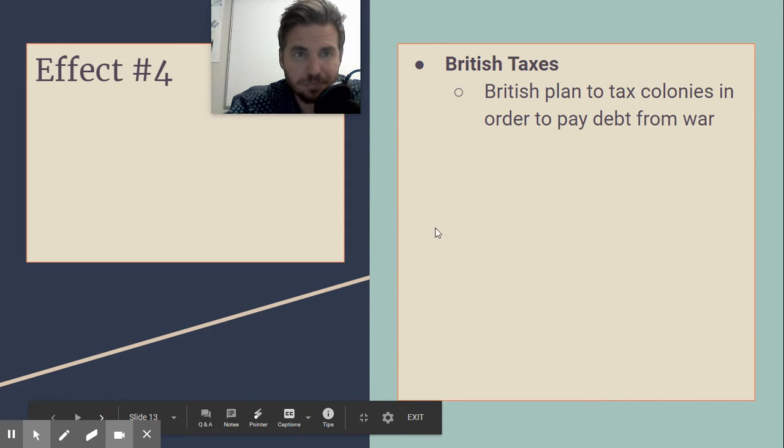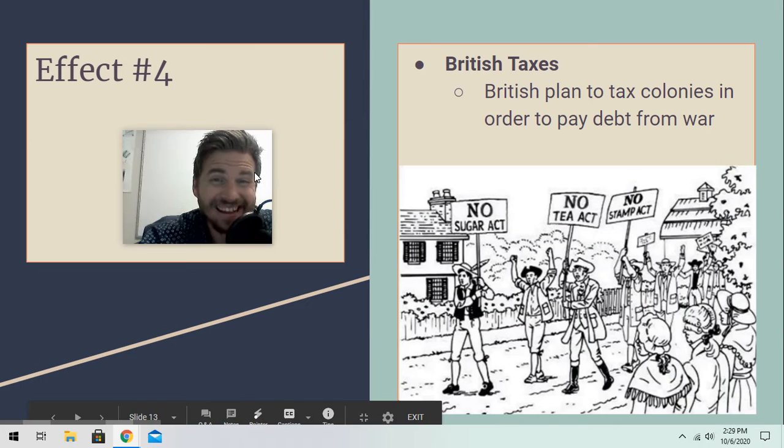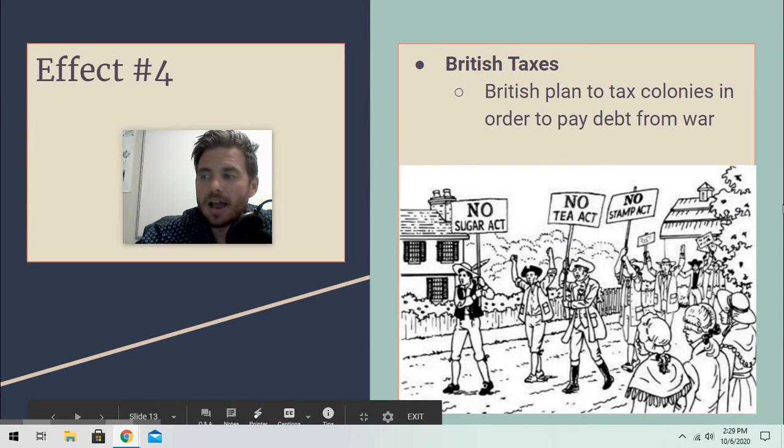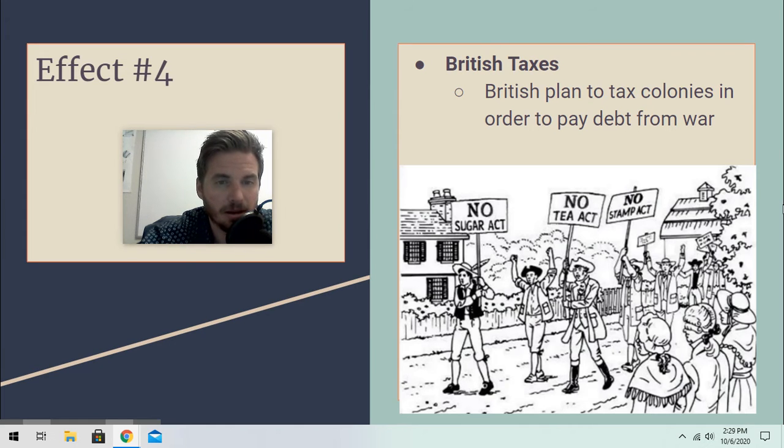Effect number 4. This is why the American Revolutionary War is fought, and this spawns directly from the French and Indian War. British taxes. There is a large debt from the war. War can make money, but war also costs a lot of money, so it kind of goes both ways.